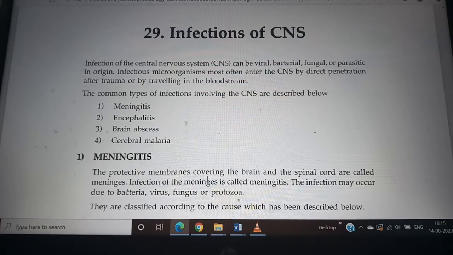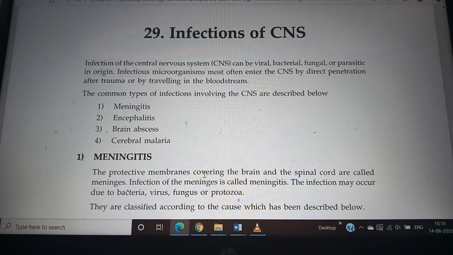So these infectious microorganisms enter the CNS when the person has a trauma like head injury, after a fall, when there is a fracture, when there is open wound. Then the microorganisms can enter directly to the nervous system or the brain. At other times, the focus of the infection can be in some other area, and the microorganisms can travel through the bloodstream to the brain and cause damage or infection.